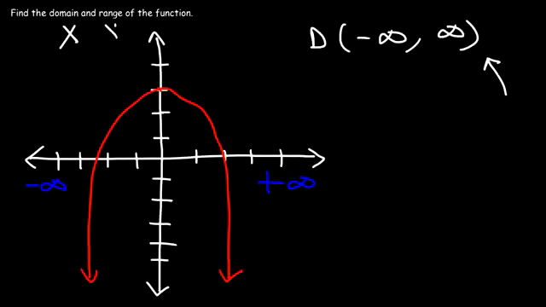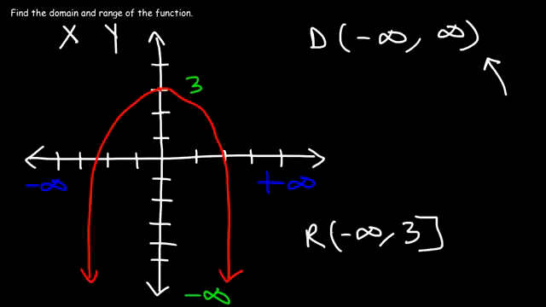Now let's focus on the range, the y values. The lowest y value, we can clearly see that it's -infinity because it keeps going down forever. But the highest y value is 3. It never goes beyond 3. So the range, starting from the lowest value to the highest value, is -infinity to 3, including 3. And so that's how you can determine the domain and range of a parabola.